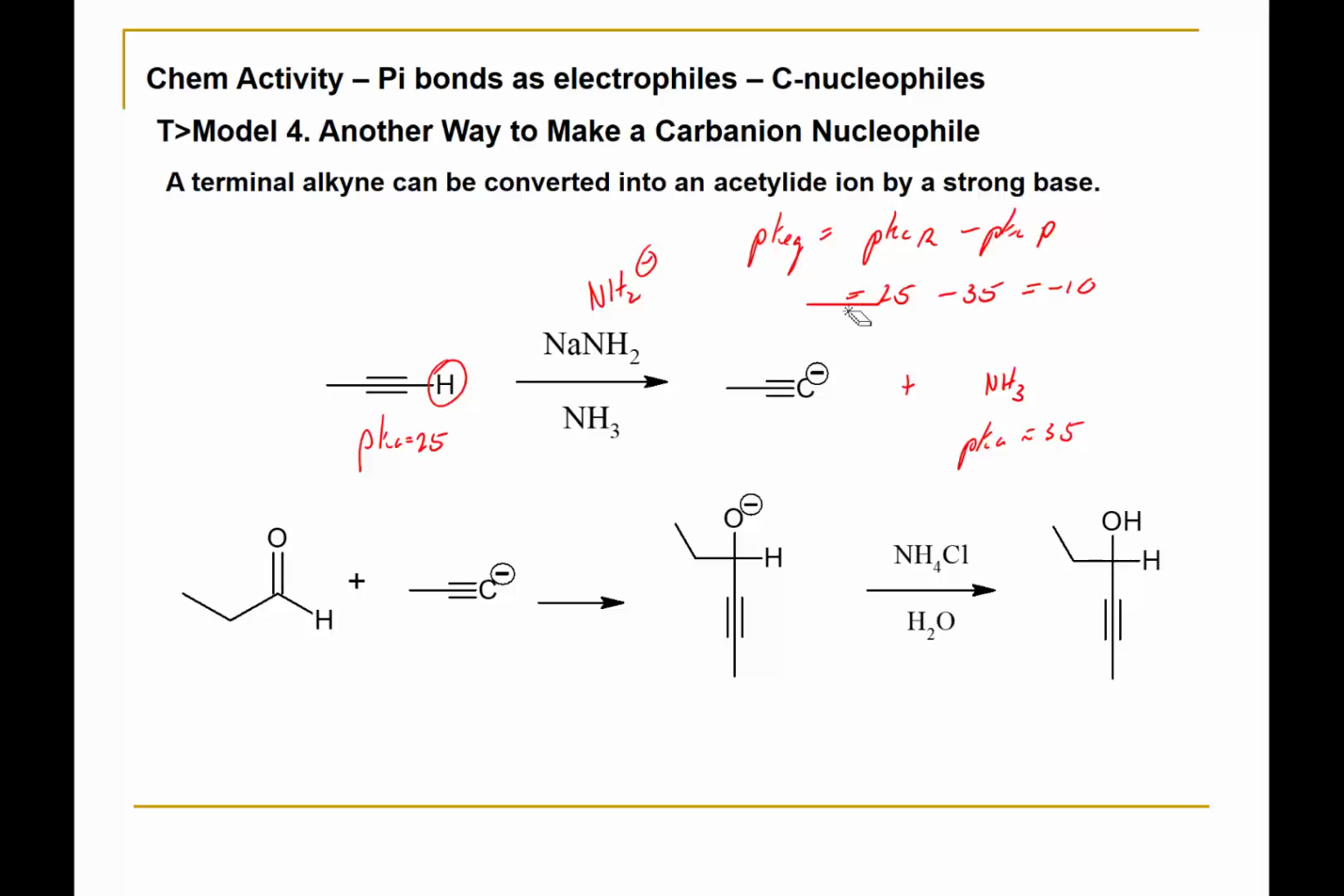The way that we translate this into a K equilibrium is that K equilibrium is equal to 10 to the negative pK equilibrium. So therefore that's 10 to the 10, and therefore we would expect the equilibrium constant to be on the order of 10 to the 10. This of course means that the reaction essentially goes 100% to the right.